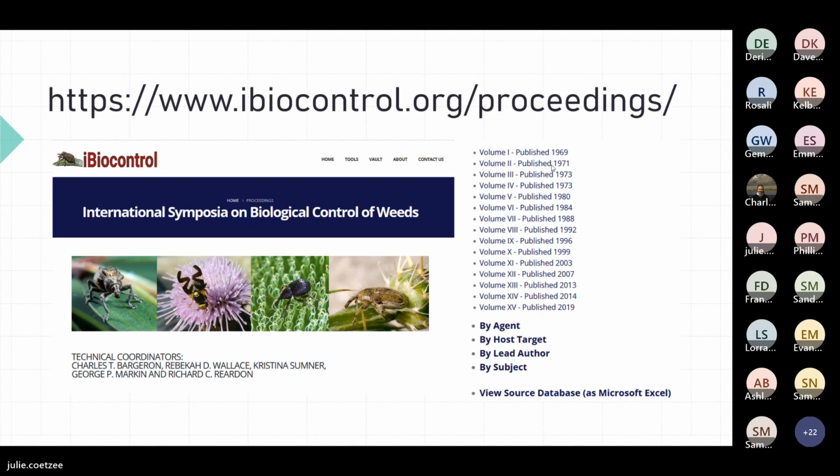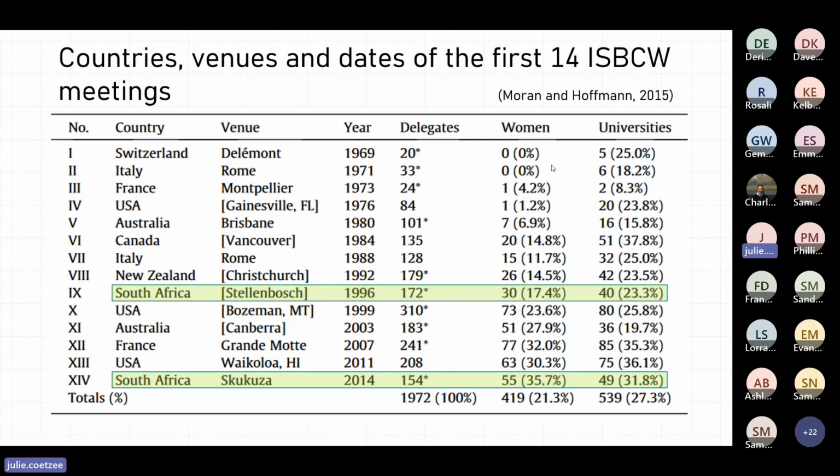And they analyzed the trends over the years. They looked at the countries, the venues, and the dates of these meetings. And you can see that most of the meetings, well, they started off in Europe. They were quite close together, 1969, 71, 73, with very few delegates, 20, 33, 24. It then went to the USA and jumped up to 84. And in Brisbane, it surpassed the 100 mark. But if you have a look at the gender bias, no women, 1 woman, 7 women.